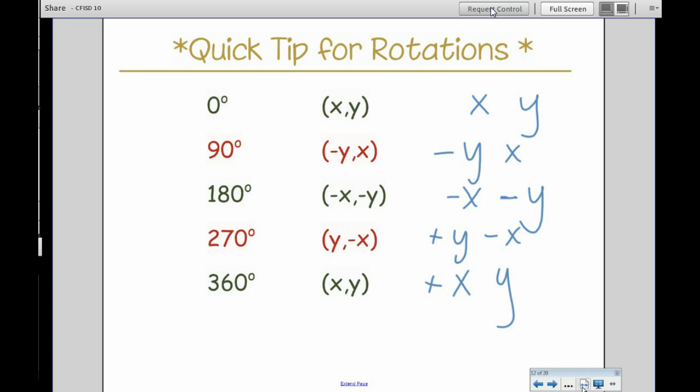So, if you see, now I did all my rules correctly. (x, y), (-y, x), (-x, -y), (y, -x), and back to the beginning, (x, y). So write down: switch, and make the first one negative. Write it down, because you're going to forget this after turkey break.